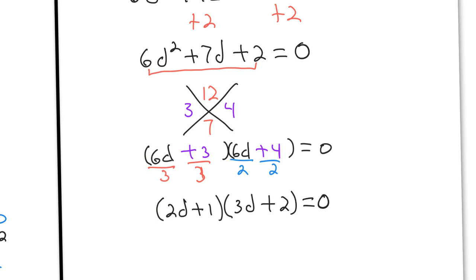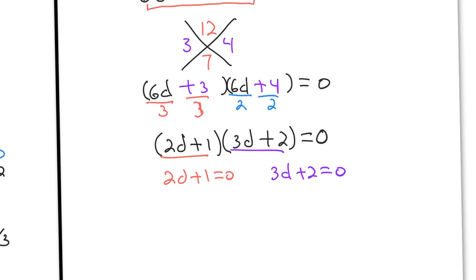Now, nothing is outside. Notice we didn't factor out a number. So we just equal those parentheses to 0. So 2d plus 1 equal to 0. And 3d plus 2 equal to 0. And you guys solve. So you subtract 1 from both sides. 2d equals negative 1. Divide by 2 here. That turns into 1. d equals negative 1/2.